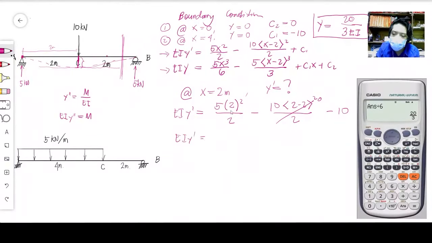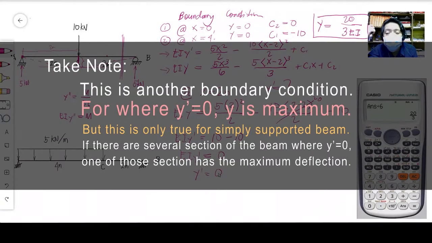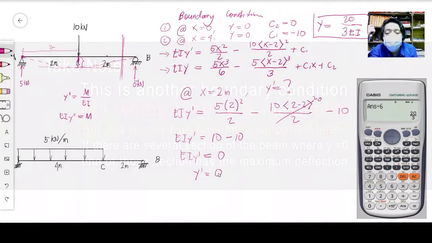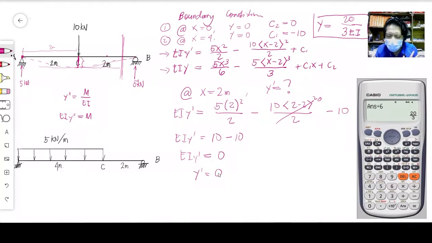So EI y prime is equal to 5 times 2 squared, which is 4. 5 times 4 is 20, divided by 2 is 10. This is 0. This is minus 10. 10 minus 10 is 0. So therefore, y prime is indeed equal to 0. Indeed, since it is symmetric, the slope at point C is equal to 0. So that's how you solve for the reaction, the slope and the deflection.